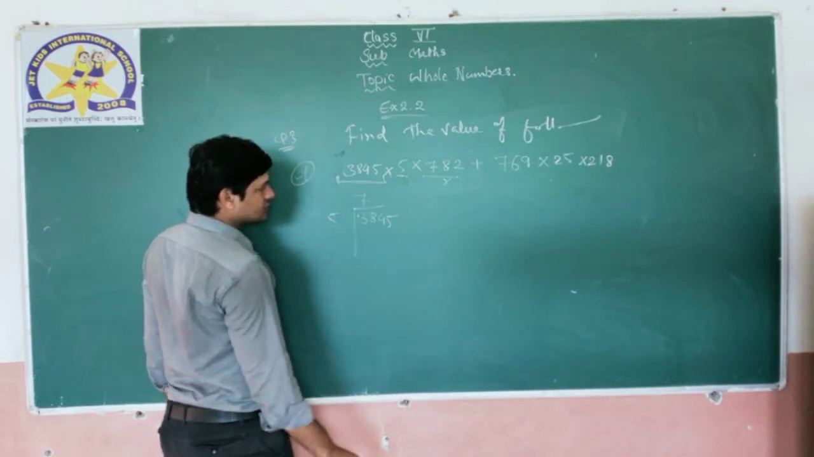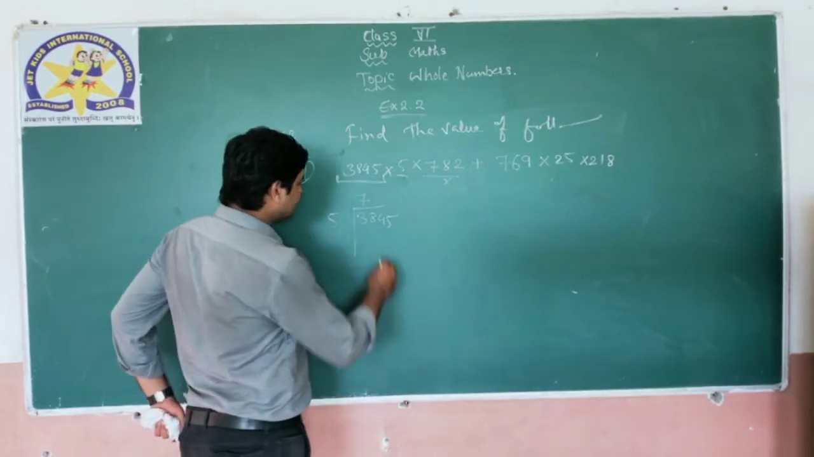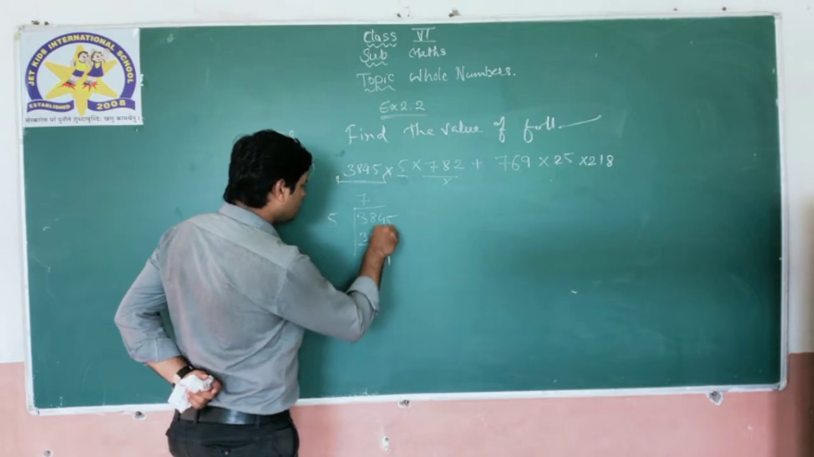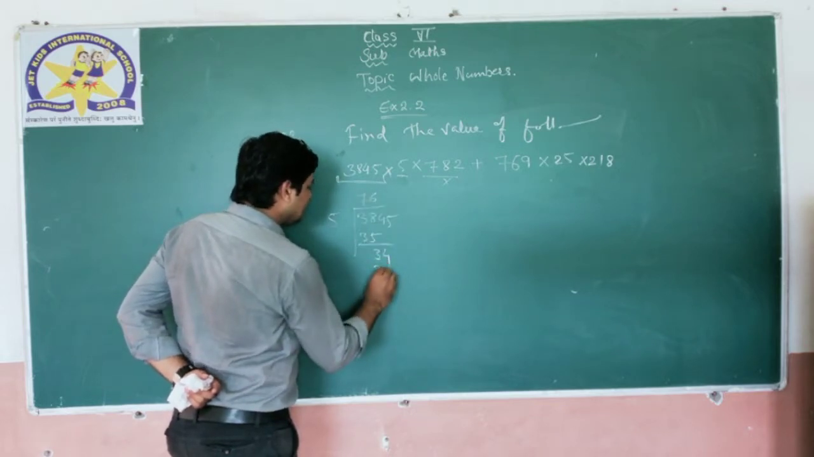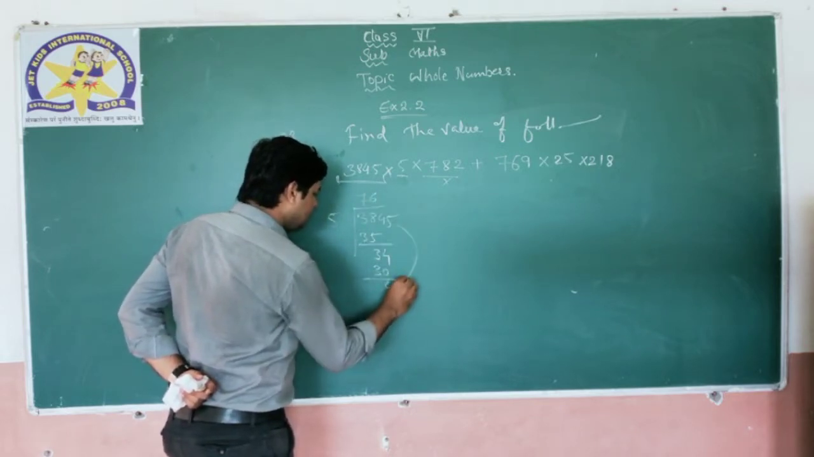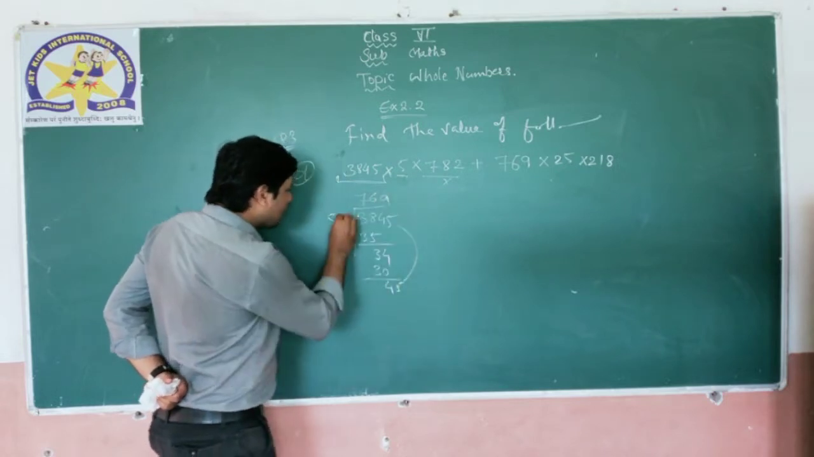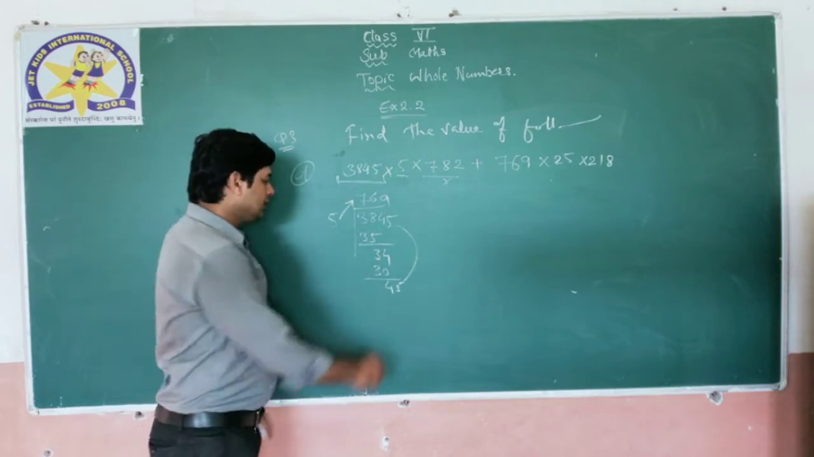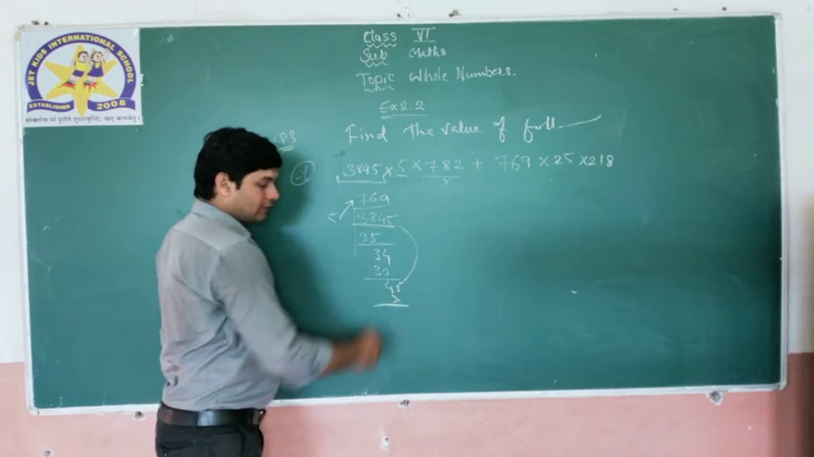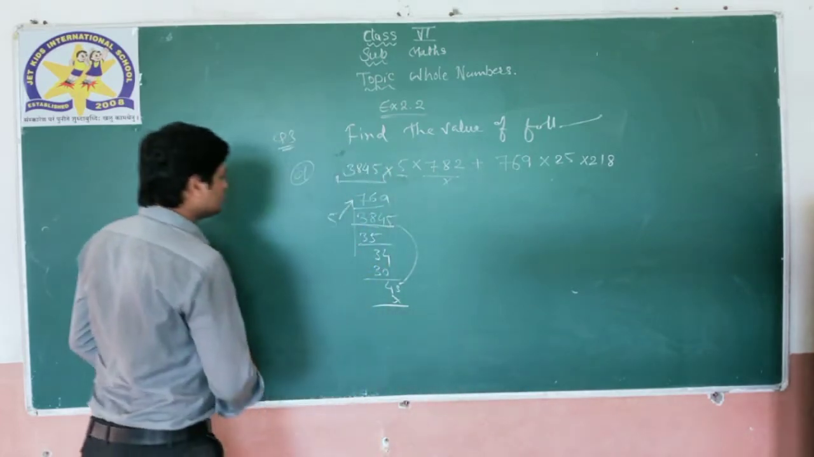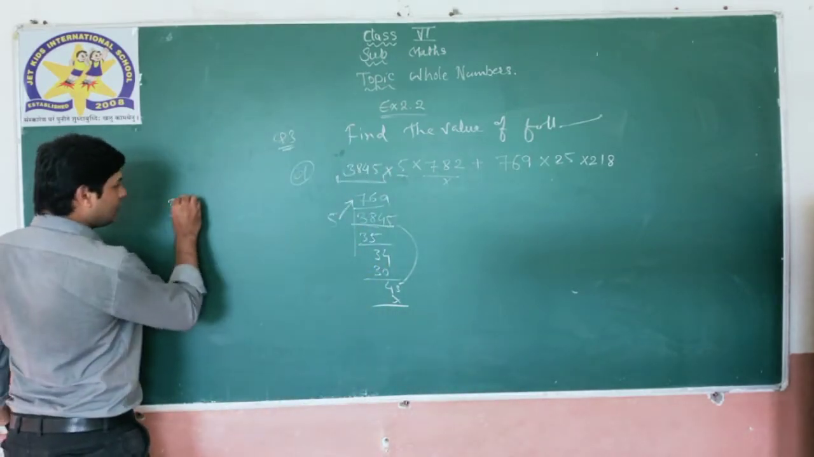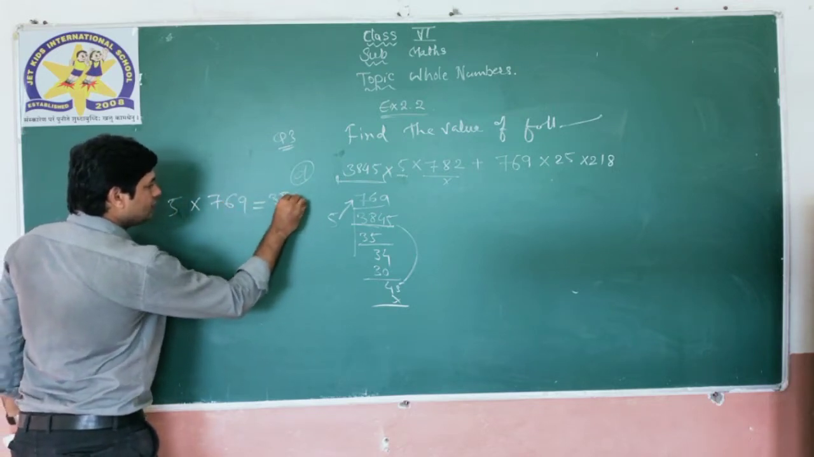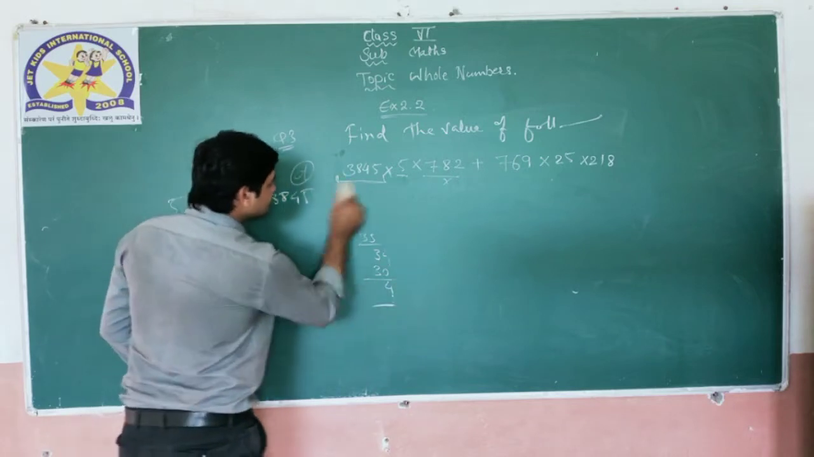5 sevens are how much? 5 sevens are 35. 3 down, 4 carry, then 5 sixes are 30, plus 4 is 34, 4 down, 3 carry, 5 nines are 45, plus 3 is 48, 5 down. So if I multiply 5 with 769, what will we get? We will get 3845. So what can we write from here? 5 multiplied by 769 is equal to 3845. Hope this is clear to all of you.